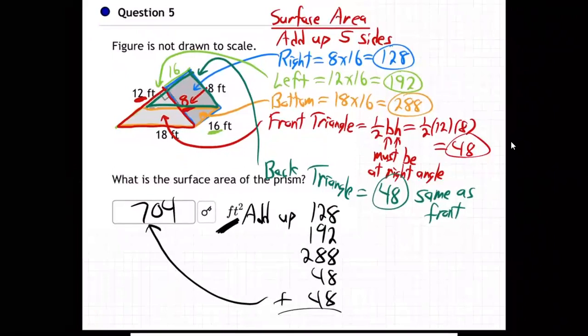There we go. So we just did piece by piece, the right side, then the left side, then the bottom, then the front and the back triangles. So that was a half base height. And then just add them all up. We get the total surface area. There we go.